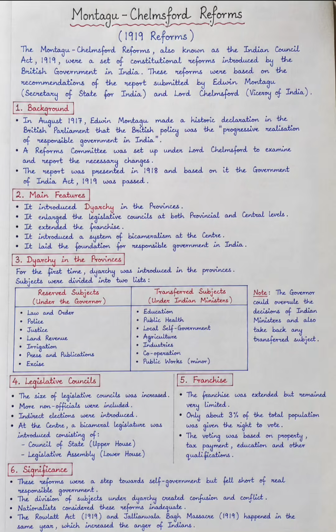6. Significance. These reforms were a step towards self-government, but fell short of real responsible government. The division of subjects under diarchy created confusion and conflict. Nationalists considered these reforms inadequate. The Rowlatt Act, 1919, and Jallianwala Bagh Massacre, 1919, happened in the same year, which increased the anger of Indians.